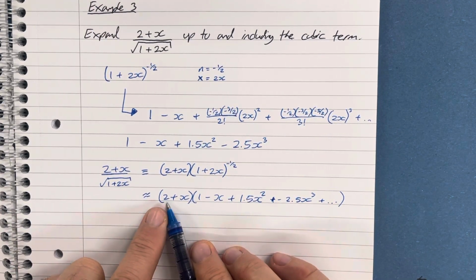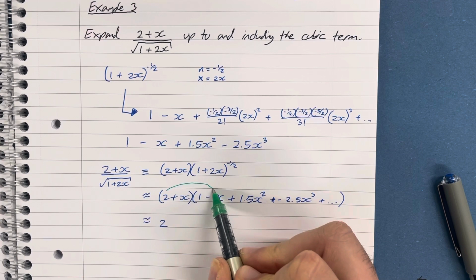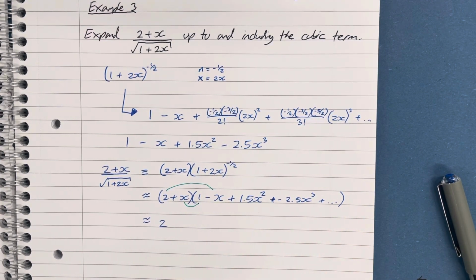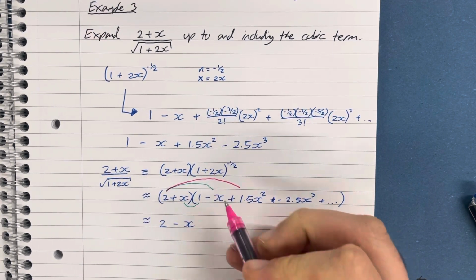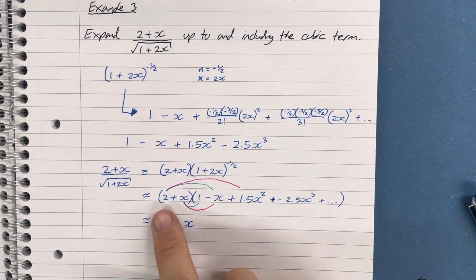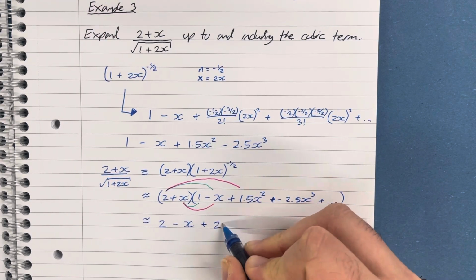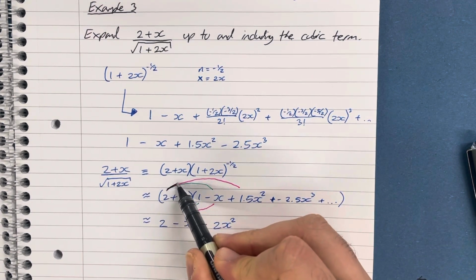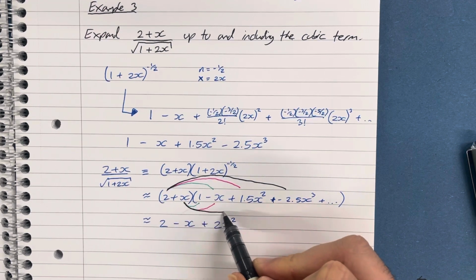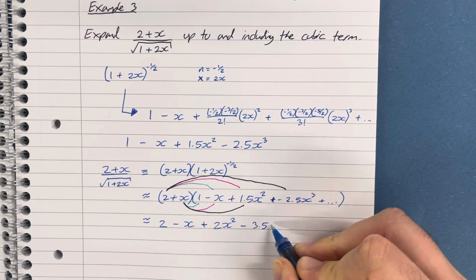So the constant is going to come from the constant times the constant, so 2 times 1 is 2. The linear term is going to come from the constant times the linear, and the linear times the constant. So I've got minus 2x plus x is minus x. The quadratic term is going to come from the constant times the quadratic, and the linear times the linear. So I'm going to get positive 3x squared minus x squared leaves me with plus 2x squared. And finally, the cubic term is going to come from the constant times the cubic, and the linear times the quadratic. So I'm going to get minus 5 plus 1.5, which is minus 3.5x cubed.